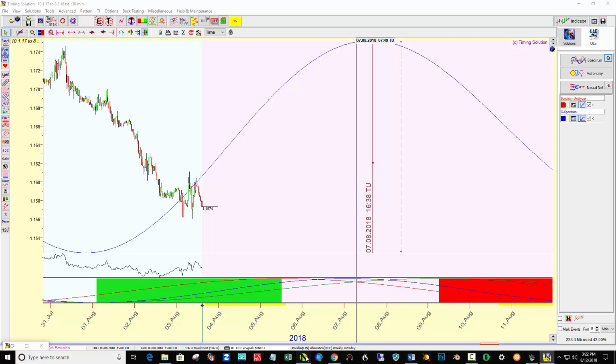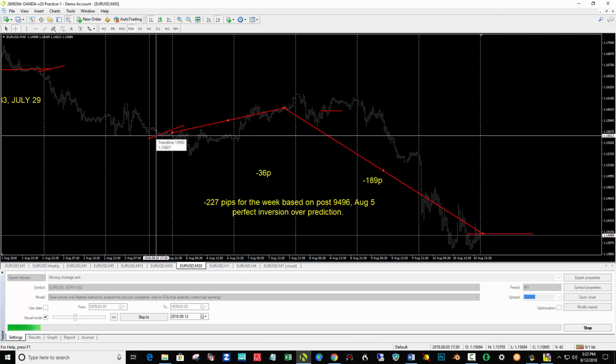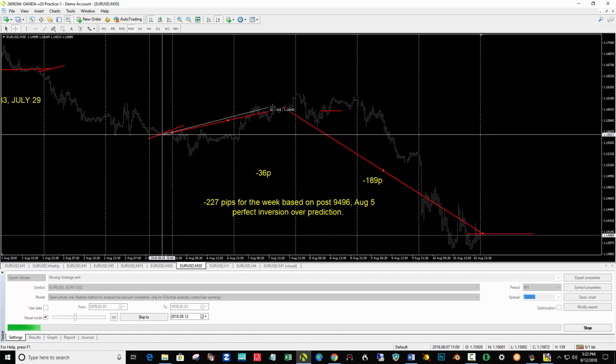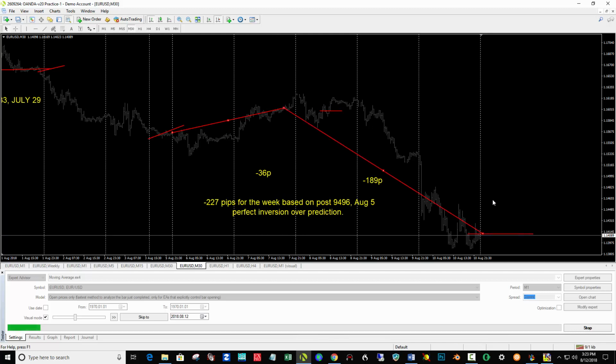Let me just show you that chart again. So if I had gone long until Tuesday at this point right here, and then shorted from here to here, we would have had 42 plus 192, so about 230 pips, so I would have had the exact opposite situation.